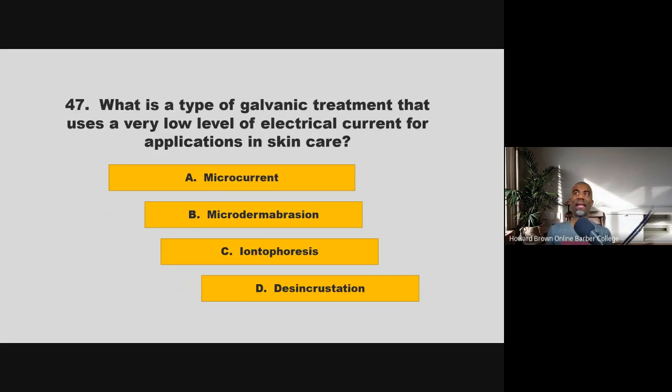What is a type of galvanic treatment that uses a very low level of electrical current for applications in skin care? Is it microcurrent, microdermabrasion, iontophoresis, desincrustation? If you chose A, microcurrent, you are correct.